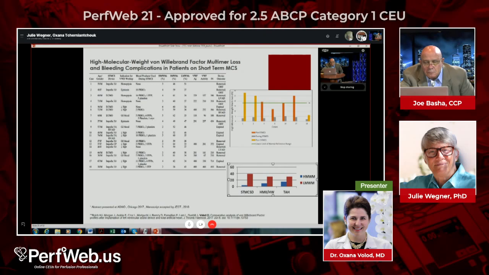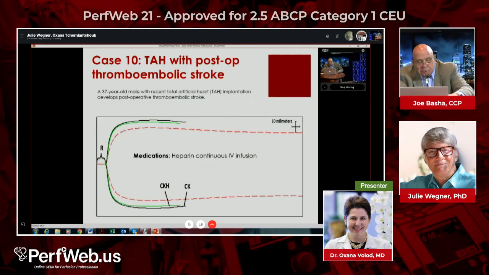Now, at this moment, when we send so many tests, I would not even send it right now. By default for me, if a patient is on that type of device, they will have von Willebrand factor multimer loss. And again, that would contribute to additional bleeding.